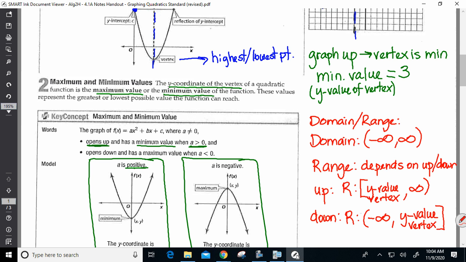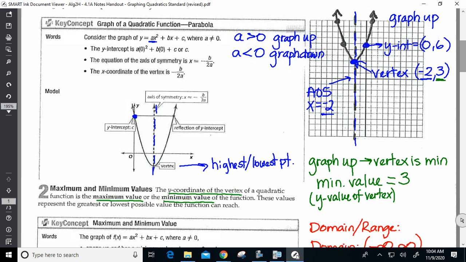Let me say that again. The range is dependent upon whether the graph opens up or down. If the graph opens up, then you start with the y value of the vertex. If the graph opens down, then you're starting with negative infinity. So for this example, the domain is negative infinity to positive infinity. The range is 3, comma.